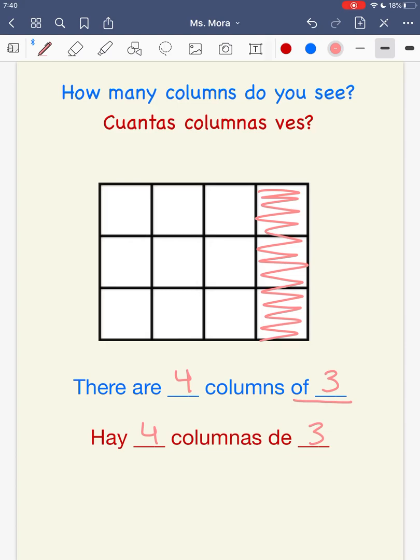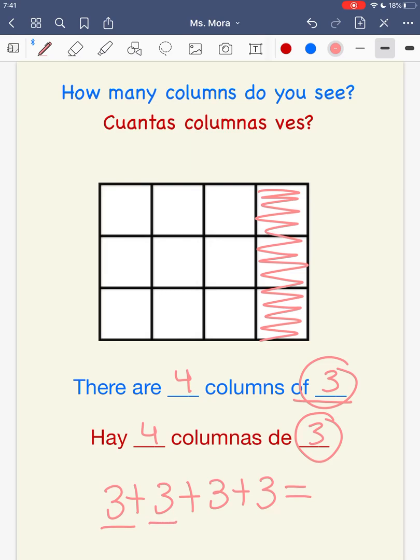And then our repeated addition sentence, because we're adding the number inside each column, it would be 3 plus 3 plus 3 plus 3 equals, and 3 plus 3 is 6, plus 3 is 9, plus 3 is 12. La suma repetida es 3 más 3 más 3 más 3 es igual a 12, porque hay 12 cuadros adentro del conjunto.